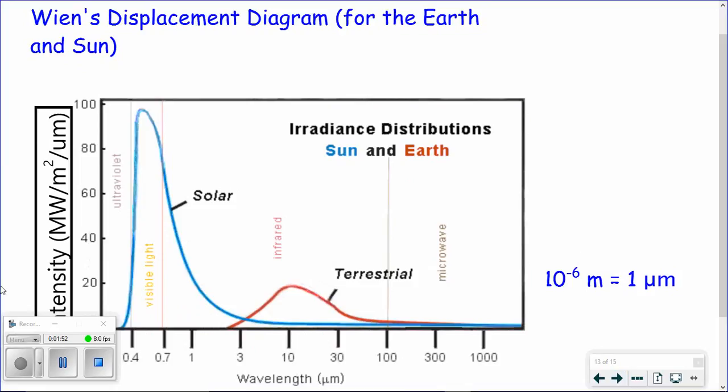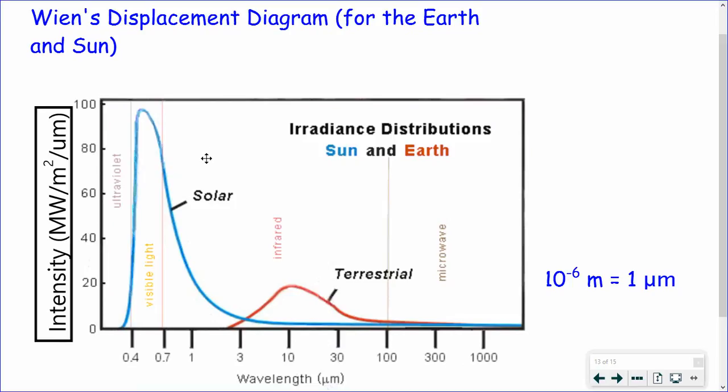This is called a Wien's diagram. And what the Wien's diagram does is it shows the type of electromagnetic radiation that is most predominant for a black body object. So this is a Wien's diagram for the sun, hence solar, and terrestrial means the planet Earth. What you look for in a Wien's displacement diagram is the highest peak. The highest peak for the sun is right here, and if you notice, the highest peak with the highest intensity of electromagnetic radiation happens when the wavelength is in the visible light spectrum.